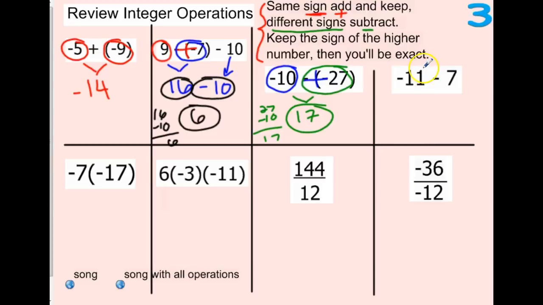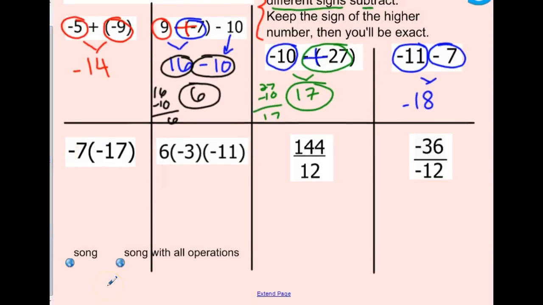Last one with adding and subtracting. This is a negative 11. This is also a negative 7. Minus 7, subtract 7. It means the same thing. Same sign. Add and keep. So 11 plus 7 more should give us 18. And keep the negative sign.